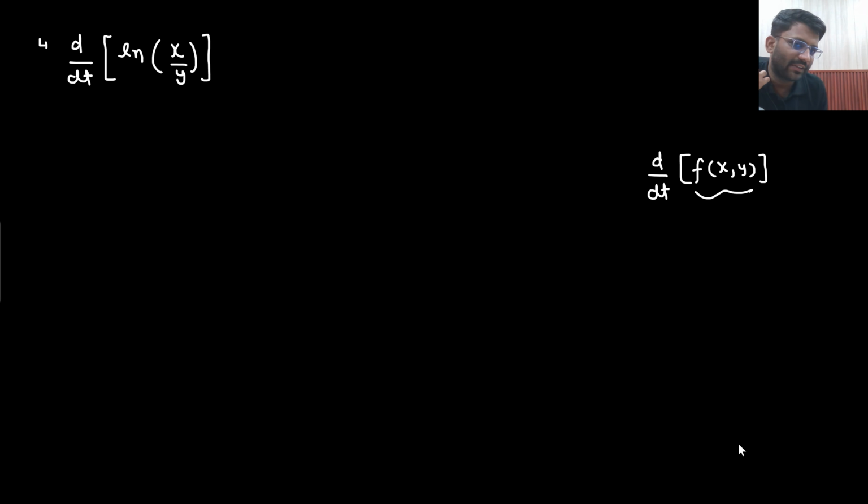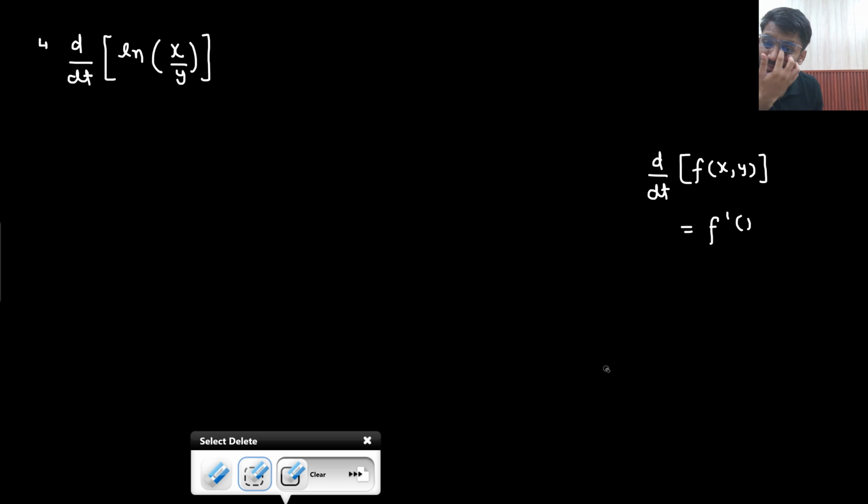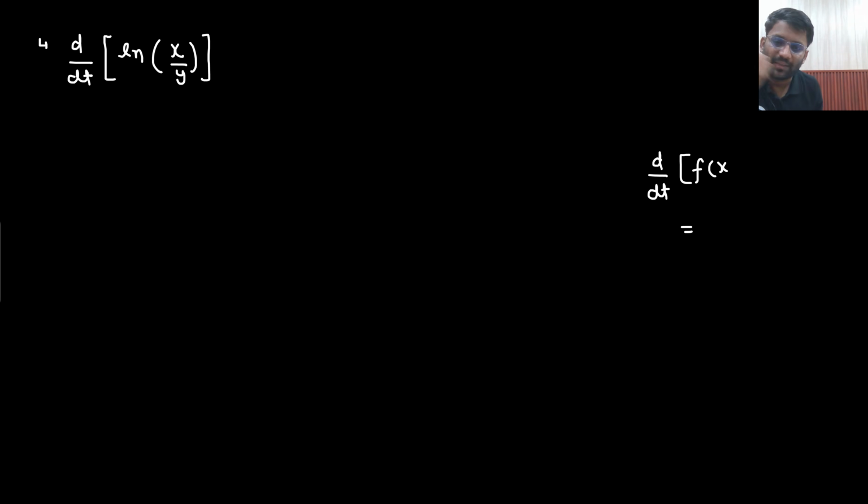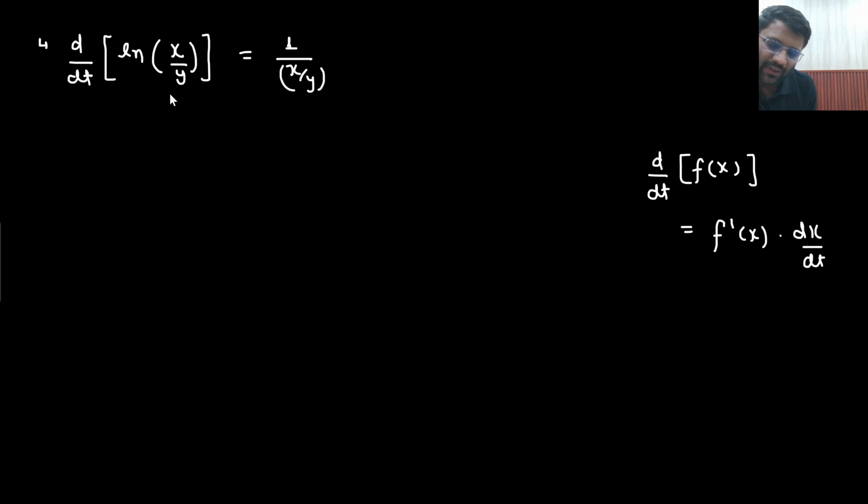First you will differentiate the function f. Let's keep it as a function of x only. So what will be the answer? First I will differentiate the function, and then I will differentiate x. Say yes or no. So first you differentiate your function. What is the differentiation of ln x by y? That is nothing but 1 upon x by y. Then you differentiate x by y.